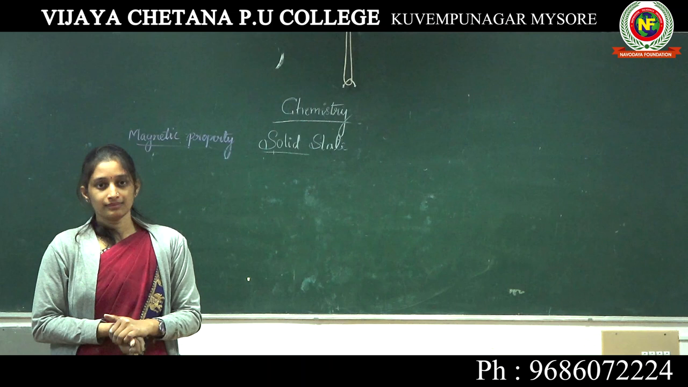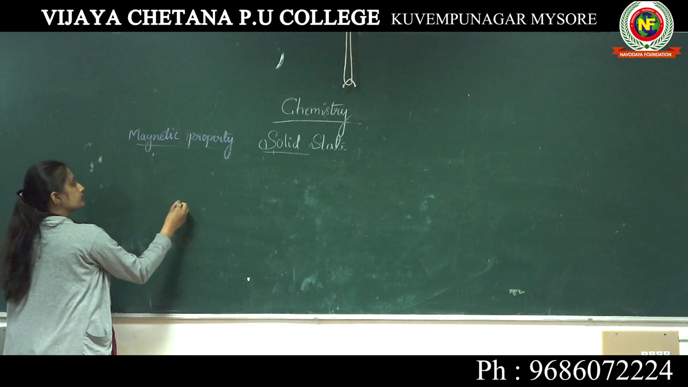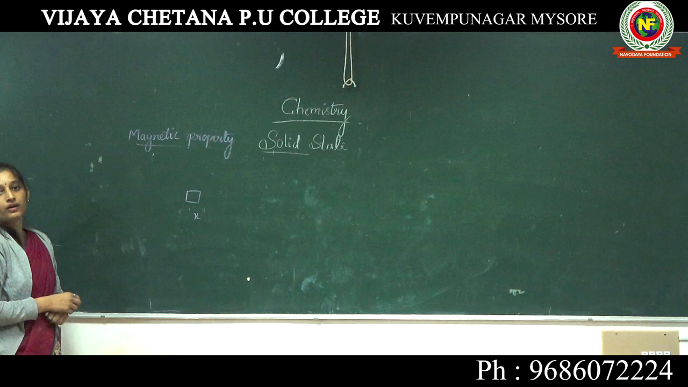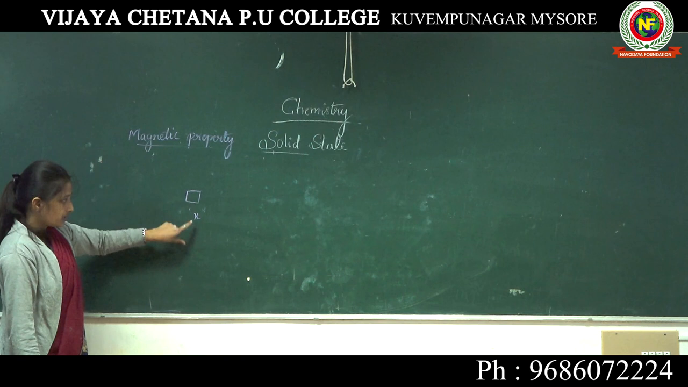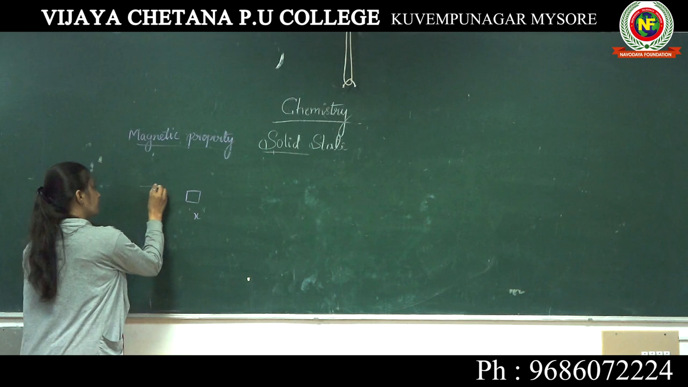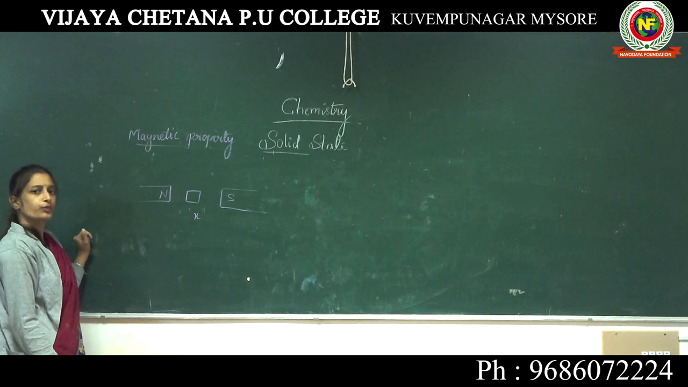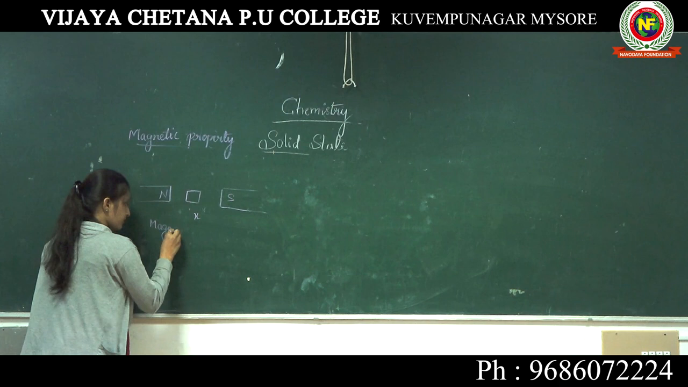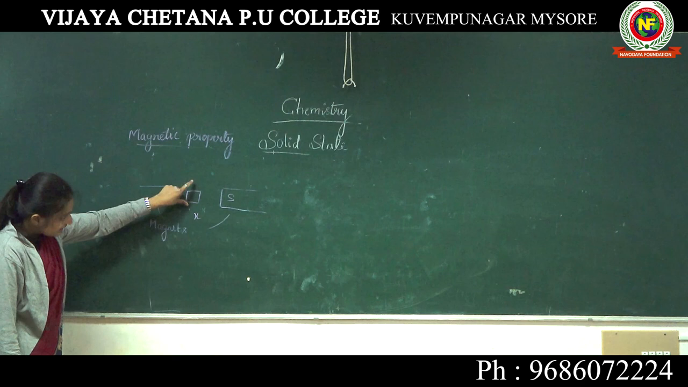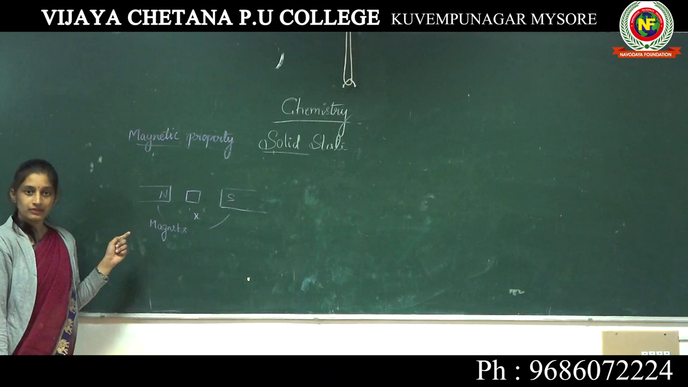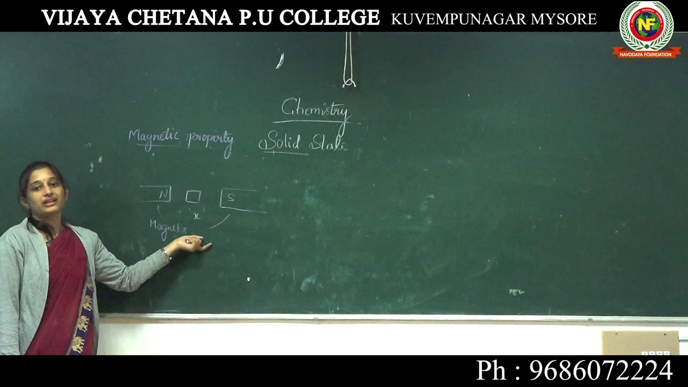For example, here, what substance is this? I don't know. What type of substance? I don't know. I will call it X, or A, B, C, anything. This one substance is there, substance name X. Now, this is a bar magnet, with north pole and south pole, whatever. I don't know the behavior, but it's a solid. I will keep this solid in between the magnets. In between the magnets, what happened?